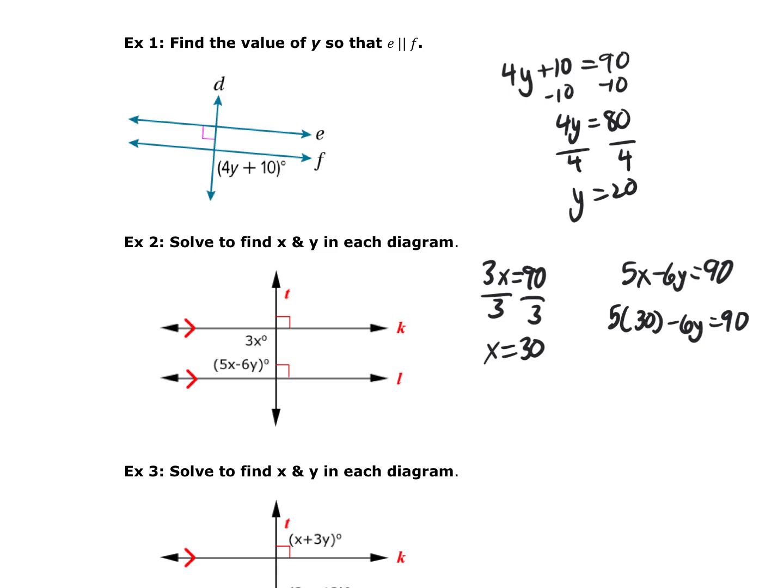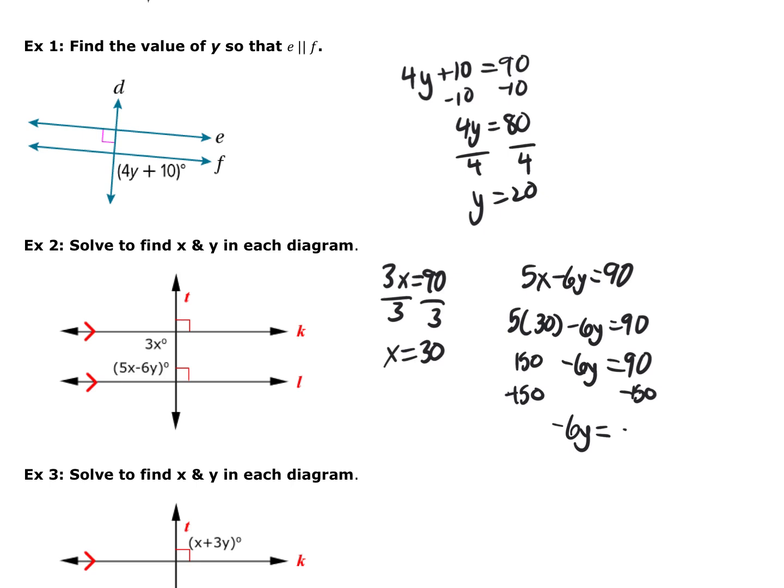All right, 5 times 30 is 150. 150 minus 6y equals 90. So subtracting 150 off of both sides, negative 6y equals negative 60. And then just divide both sides by negative 6, and we get y is equal to 10.